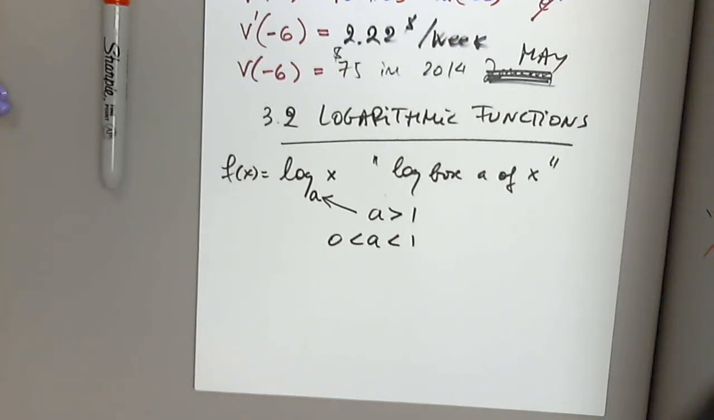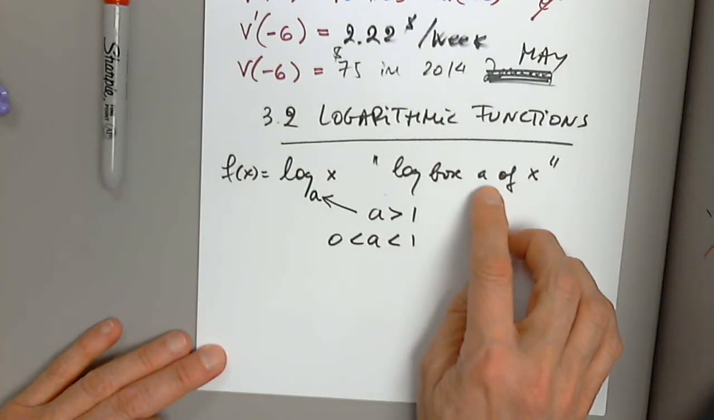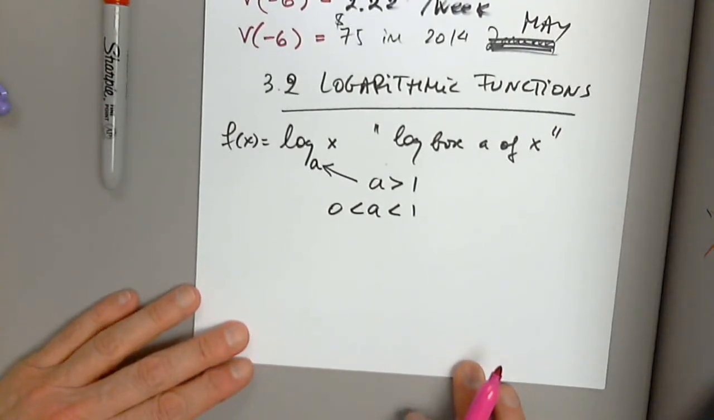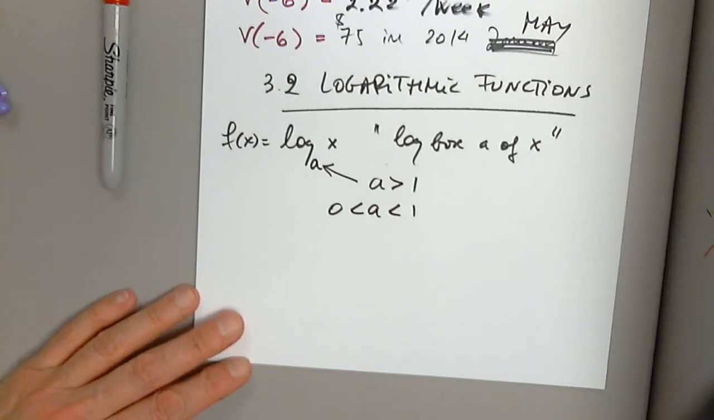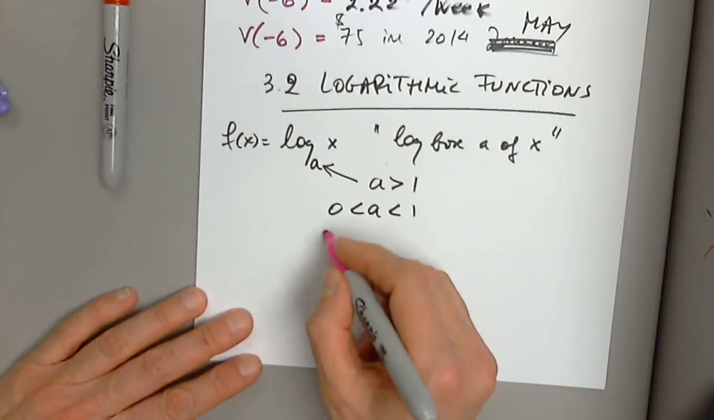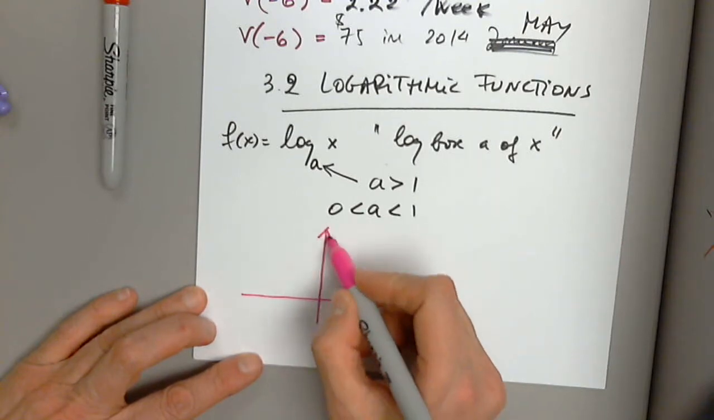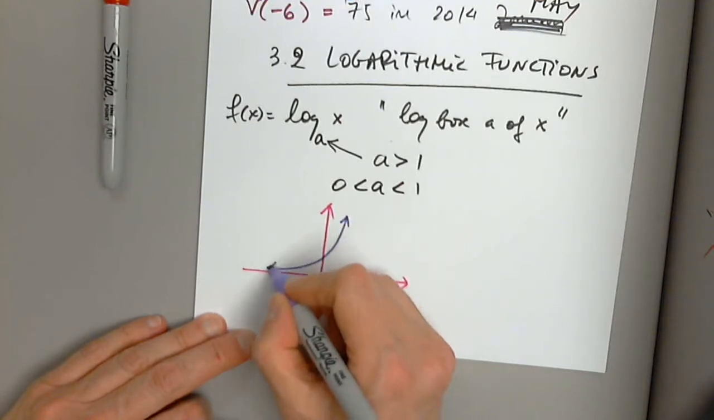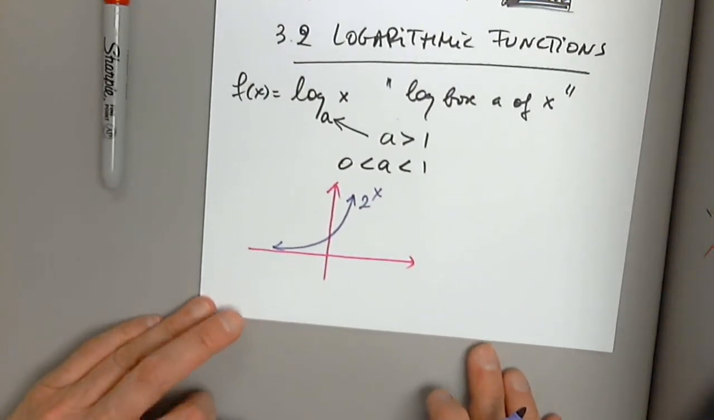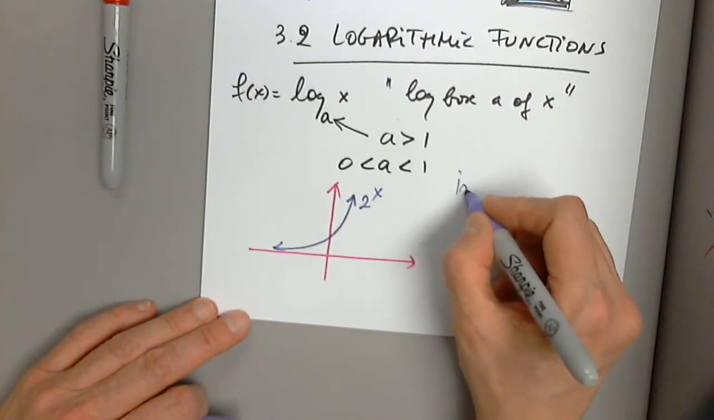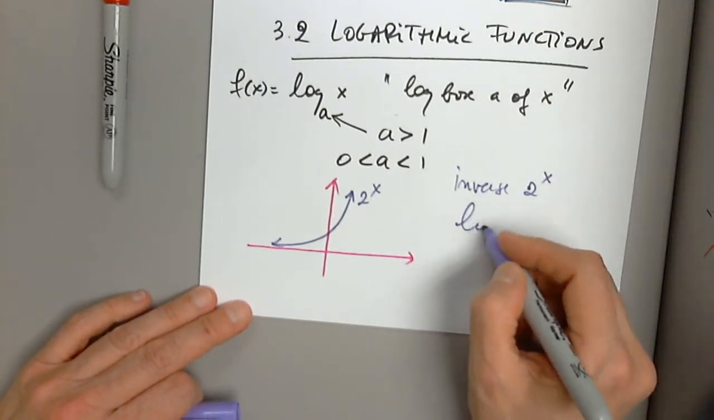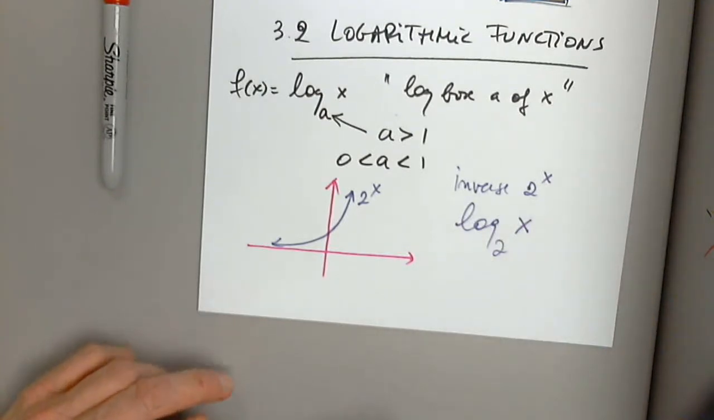I'm sorry, log. Log base a of x. That's how we read it. This function is also kind of special. It has properties that no other function has. When we graphed the exponential function, 2 to the x, we got this, if you remember, right? A few minutes ago. The inverse of 2 to the x is log base 2 of x.